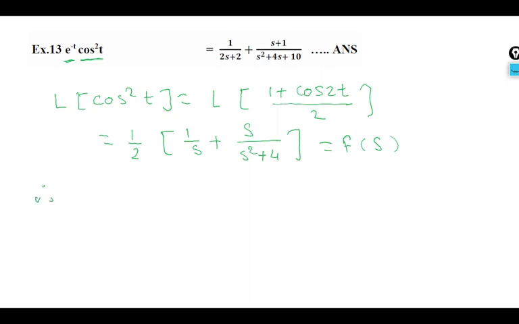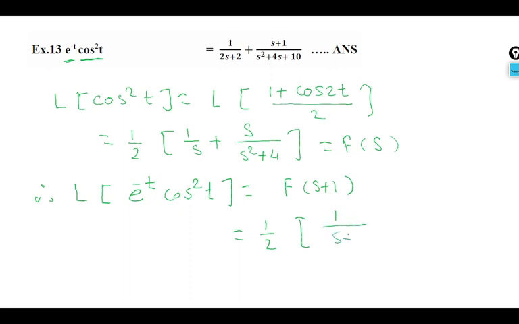Therefore, the last step, by first shifting, Laplace of e raised to minus t cos square t is F of s plus 1, and the final answer should be 1/2 times [1 upon (s plus 1) plus (s plus 1) divided by (s plus 1) bracket square plus 4]. Keep that as the answer. No need of any simplification. So this is the answer. No need to simplify like this. You can keep this as the answer here. Okay.